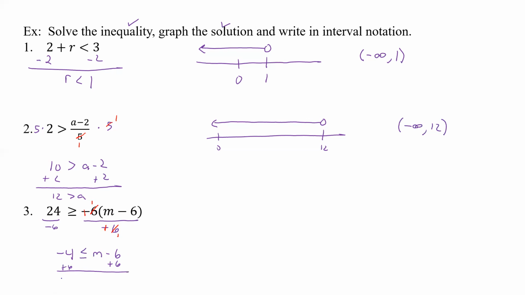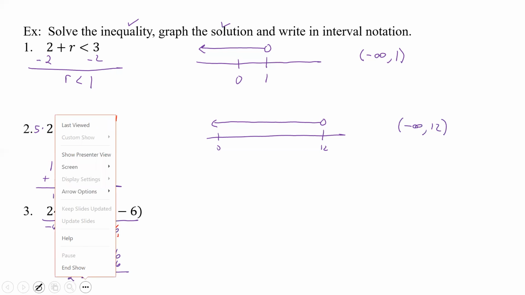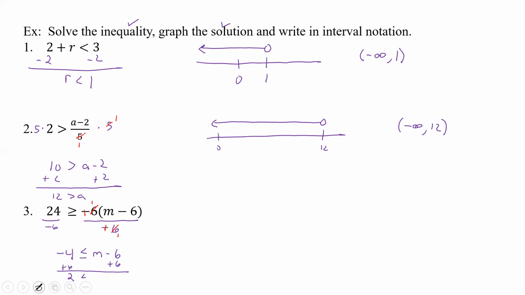So this is going to give us a 2 less than or equal to m. And if we rewrite that so we can actually see it, that's going to be what we have. So we have to say m is greater than or equal to 2.